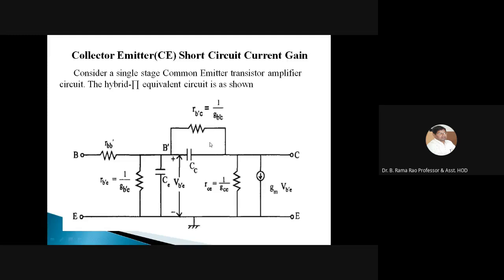So this is a hybrid pi equivalent circuit of a single stage CE amplifier. We are going to consider a single stage CE amplifier transistor circuit with hybrid pi equivalent. This is the hybrid pi equivalent of the single stage CE circuit.